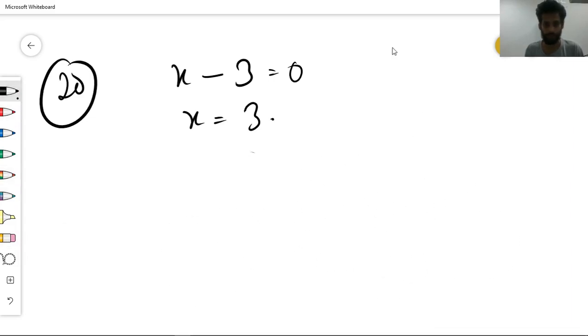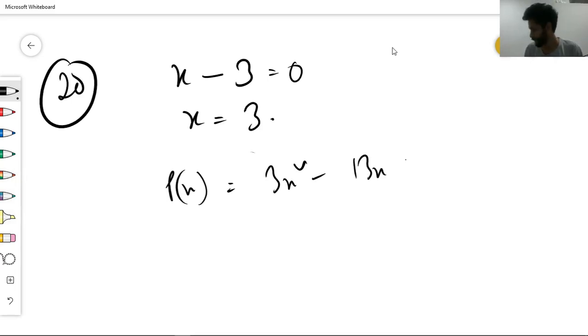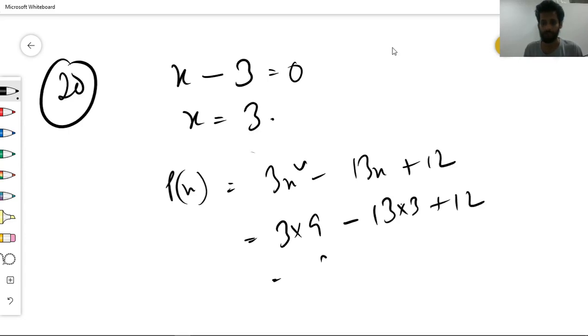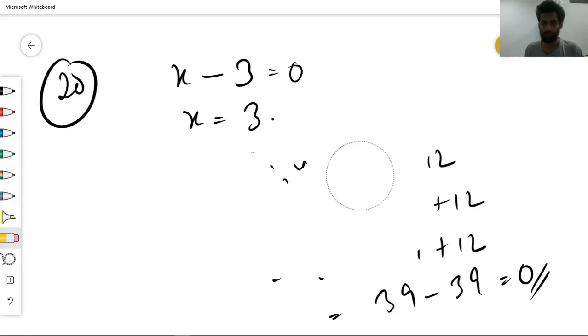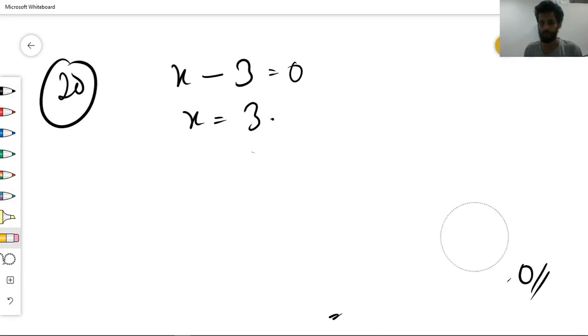After that, Px is 3x square minus 13x plus 12. We put the value of x as 3: 3 into 9 minus 13 into 3 plus 12. So 27 minus 39 plus 12, which is 39 minus 39. It is again 0. So this is again a factor, this is not possible.